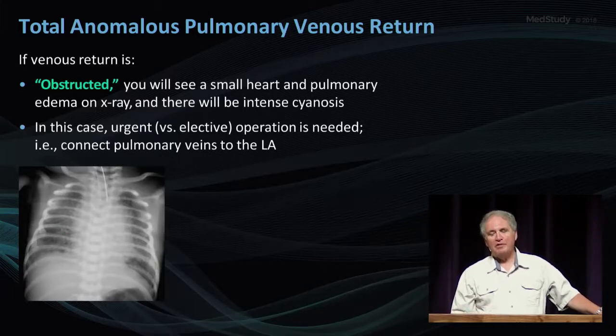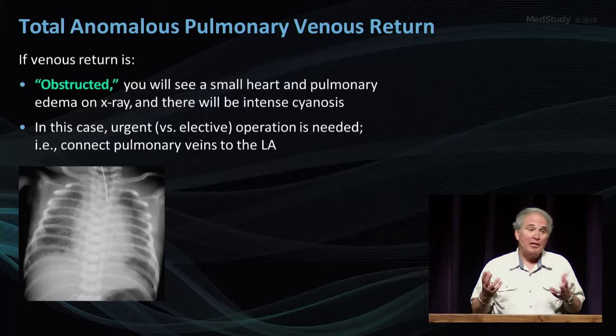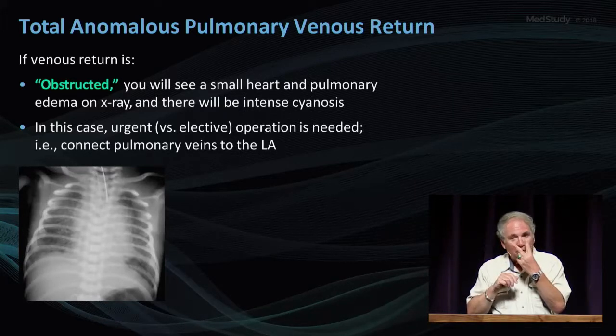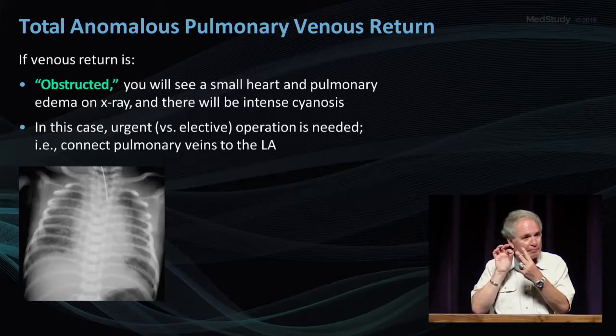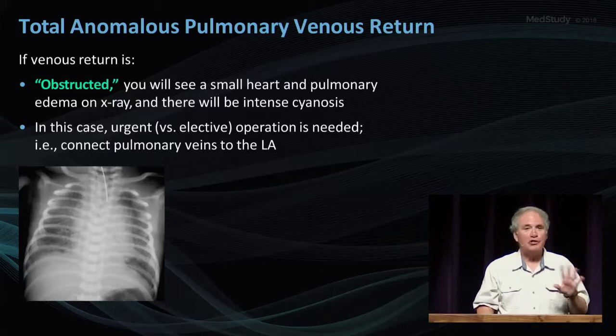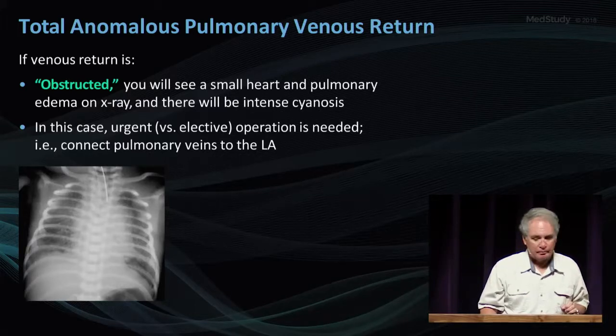And therefore, this is not pneumonia, this is not hyaline membrane disease, this is pulmonary edema due to pulmonary venous hypertension. These babies need an urgent operation, and the operation, reasonably simple. Open the left atrium, and there those pulmonary veins are right there. Bring them in, okay? That's the repair of total anomalous pulmonary venous return of all types.